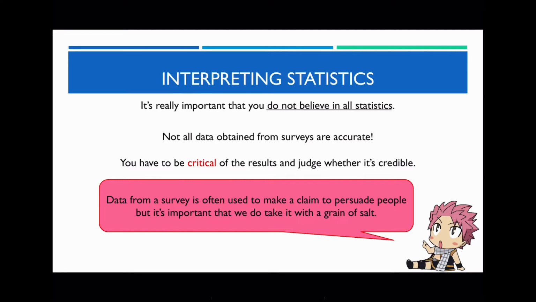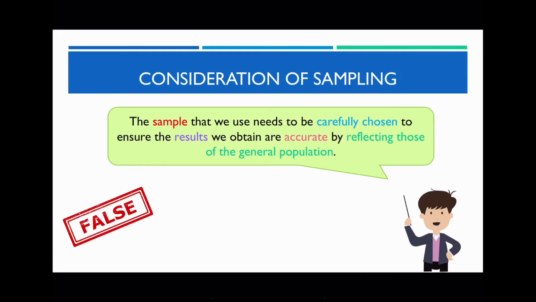Data from a survey is often used to make a claim to persuade people, but it's important that we take it with a grain of salt and assess whether it's credible or not. So how do we decide whether the results from a specific survey are reliable and believable? We do this by determining how the participants in the study got recruited. So we look at how they got sampled. The sample that we use needs to be carefully chosen to ensure the results we obtain are accurate and reliable, and the way that we do this is by ensuring those participants in the sample reflect those of the general population.